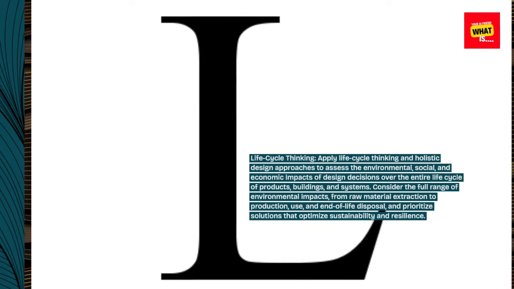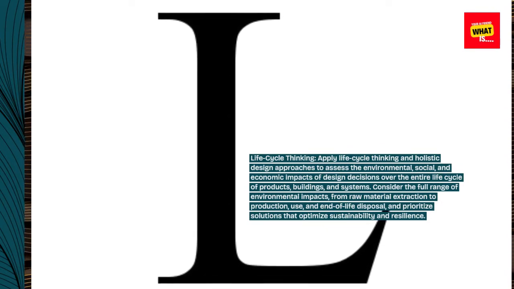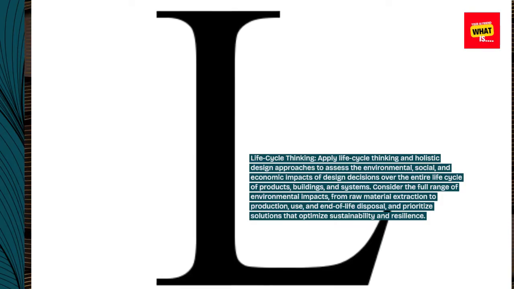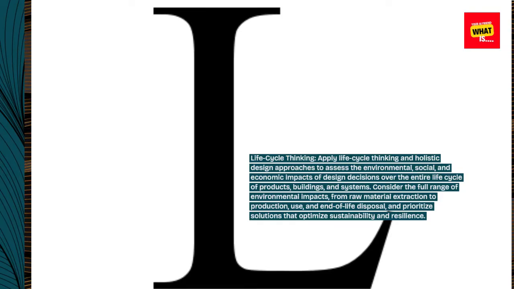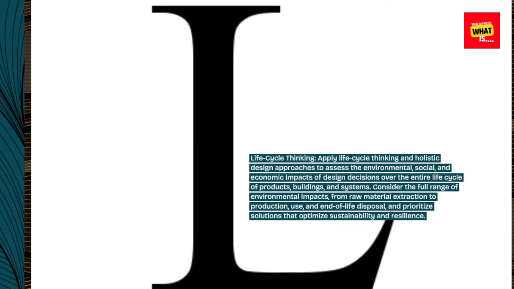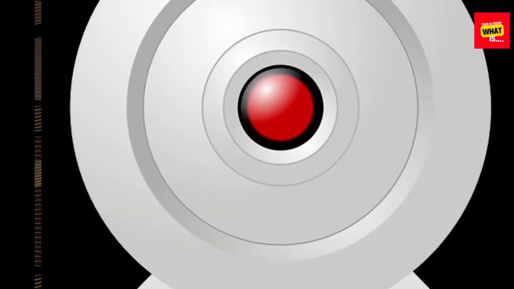Life cycle thinking. Apply life cycle thinking and holistic design approaches to assess the environmental, social, and economic impacts of design decisions over the entire life cycle of products, buildings, and systems. Consider the full range of environmental impacts, from raw material extraction to production, use, and end-of-life disposal, and prioritize solutions that optimize sustainability and resilience.